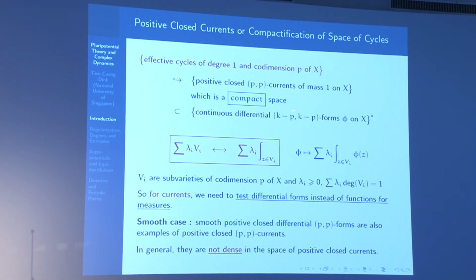Okay? And again, exactly like in the case of measures, you can see a current as an element of the dual space of this space. But now, instead of functions, you have to use test differential forms. Okay, so the degree of this form is k minus p, k minus p. Also, you have some smooth positive closed (p,p) forms, and this gives you examples of positive closed (p,p) currents. But now, these smooth positive closed currents are no more dense in the space of positive closed currents. And this is a problem for the computation with positive closed currents.